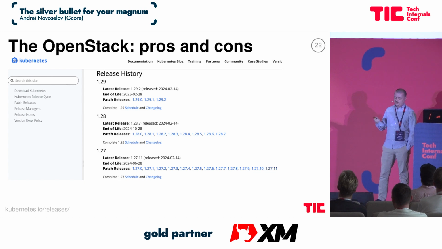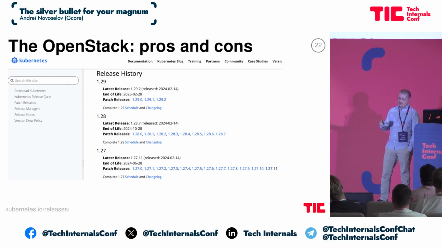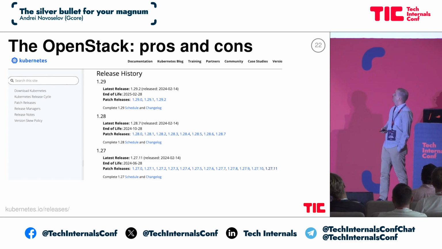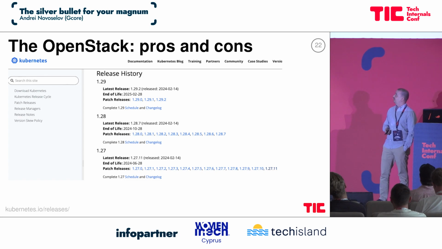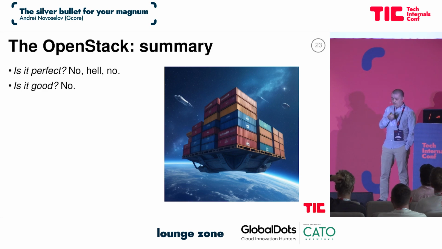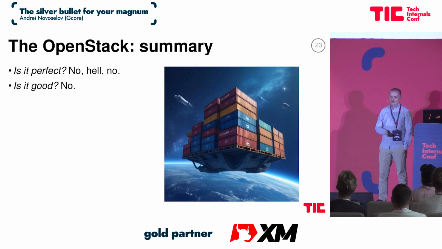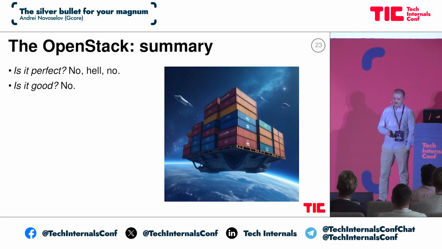But the point is, the currently supported Kubernetes versions are 1.28, 1.29 now, and 1.30. And, well, if you get the latest Magnum, you will not get a supported Kubernetes out of the box. So, well, to summarize, is it perfect? It's obviously not. Is it even good? Well, I would say no, it's not good.